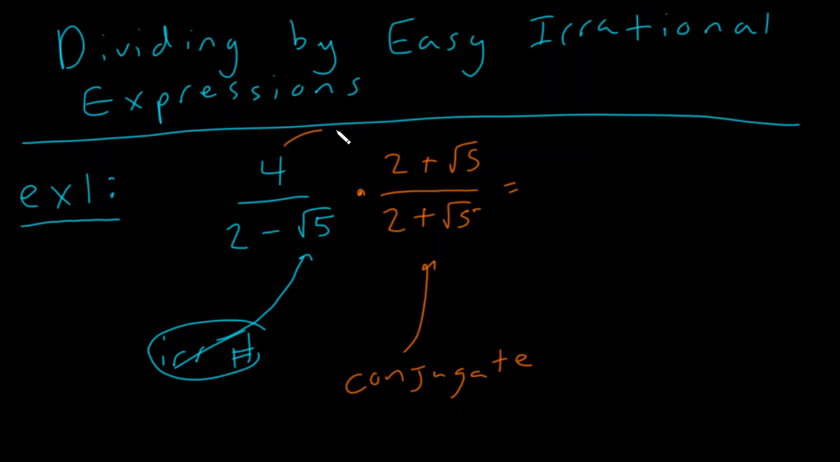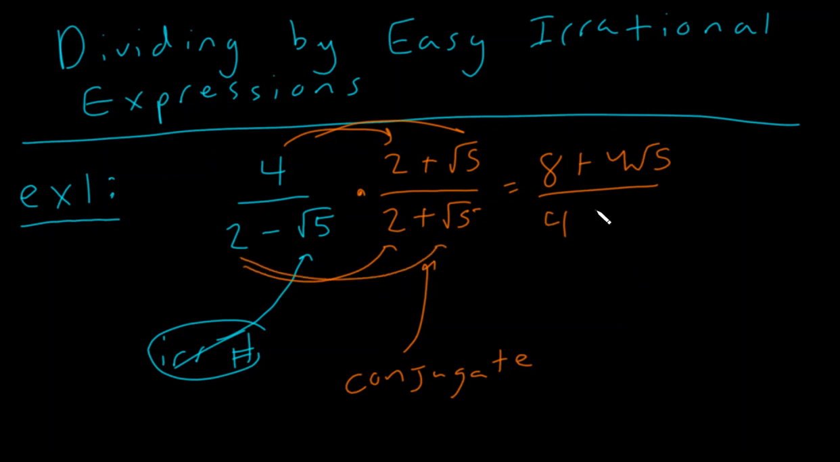Okay, we see here that 4 times 2, of course, that distributes top times top, and that will give us 8 plus, and then 4 times the square root of 5 will be 4 square roots of 5, all over. But what about on the bottom? Well, we have 2 times 2, which is 4. We have 2 times the square root of 5, which is plus 2 square roots of 5. We have negative square root of 5 times 2, which is negative 2 square roots of 5. And we have the negative square root of 5 times the square root of 5, which is the negative square root of 5 squared. Okay?